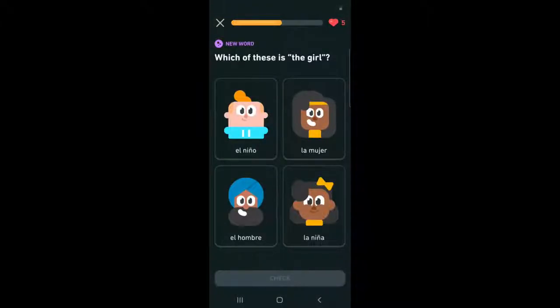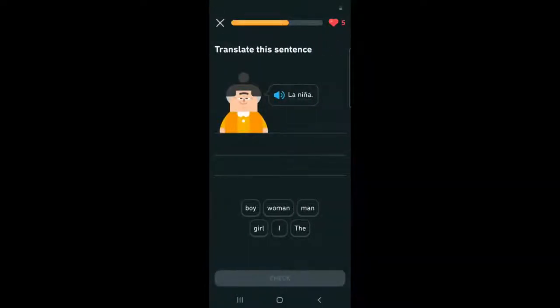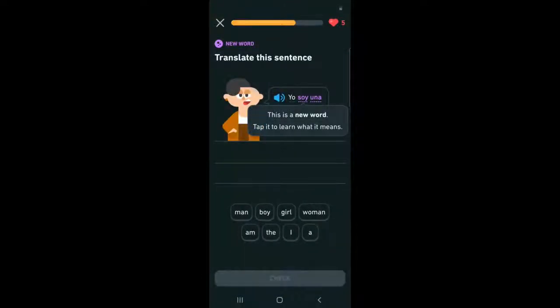Which of these is the girl? La niña. La niña. Whoops. The girl. Yo soy una mujer. Yo soy una mujer. Do you remember what yo means?